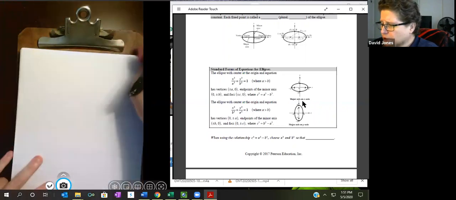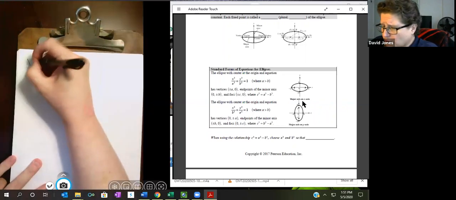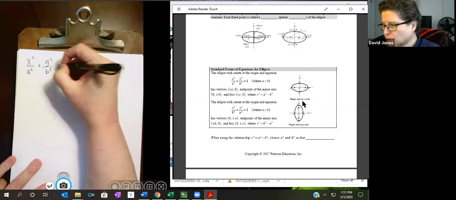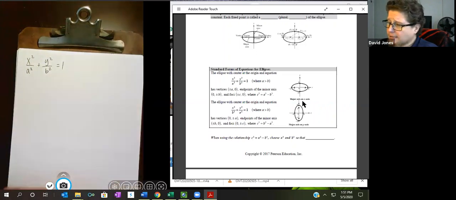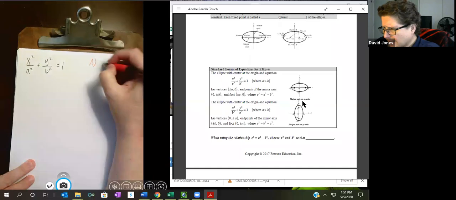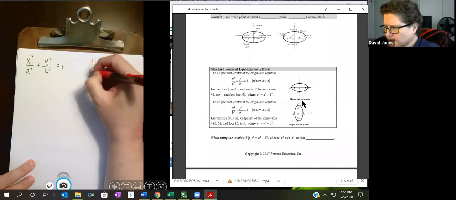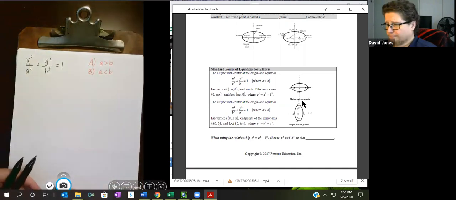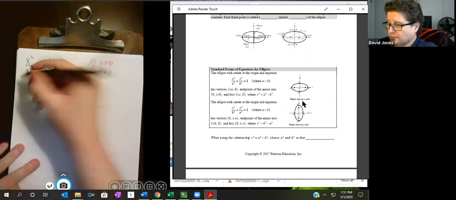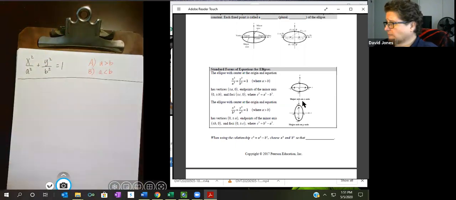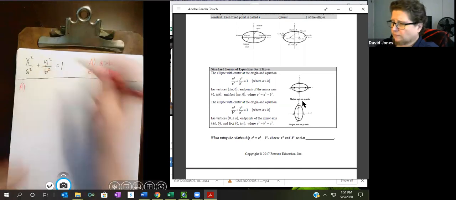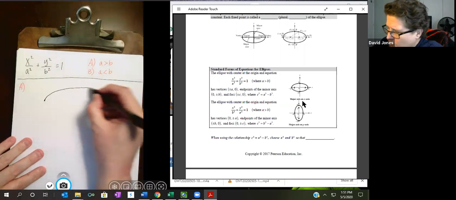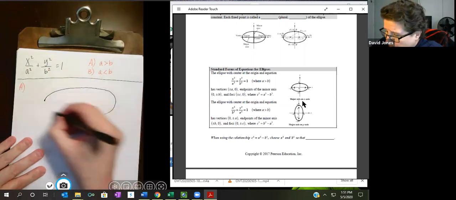So we have two options. In both cases, we have x squared over a squared plus y squared over b squared equals 1. Option A, a is greater than b. Option B, a is less than b. So let's explore those. The ellipse ends up being elongated this way. It's an oval, like this.